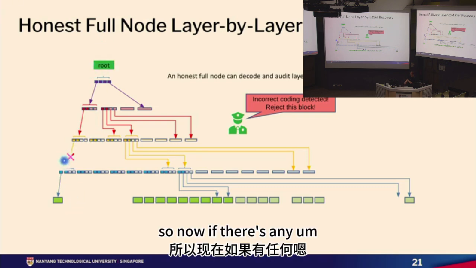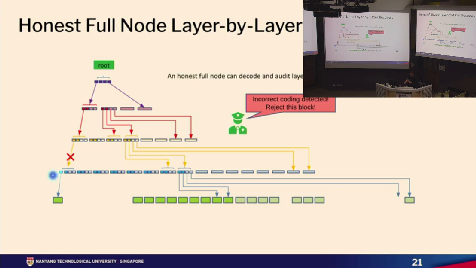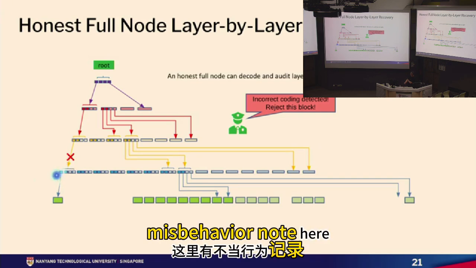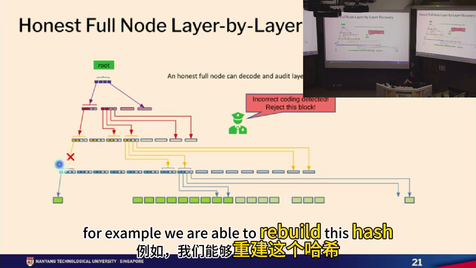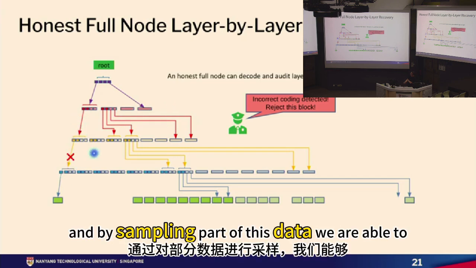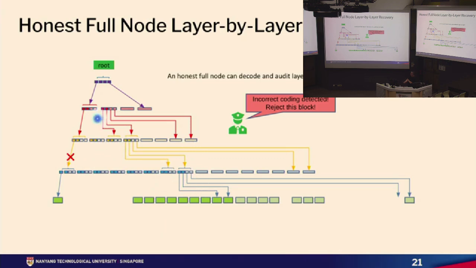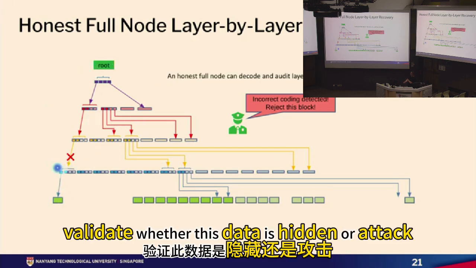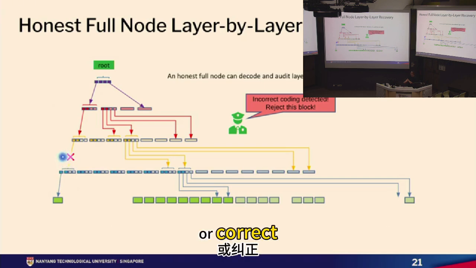So now, if there's any misbehaving node here, for example, we are able to rebuild this hash, and by sampling part of this data, we are able to validate whether this data is hidden, attacked, or correct.